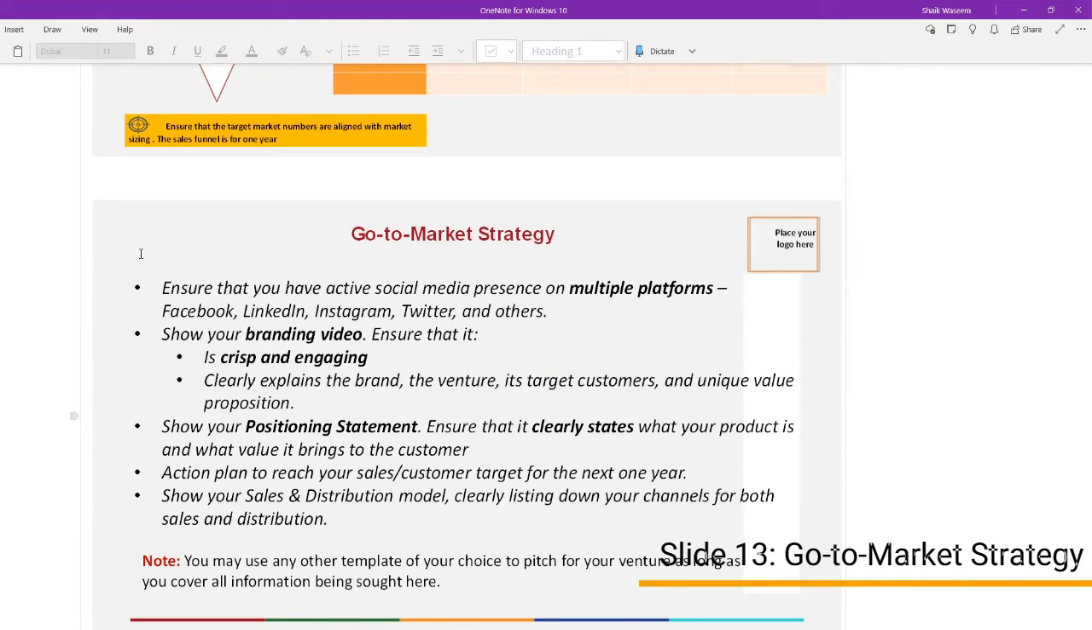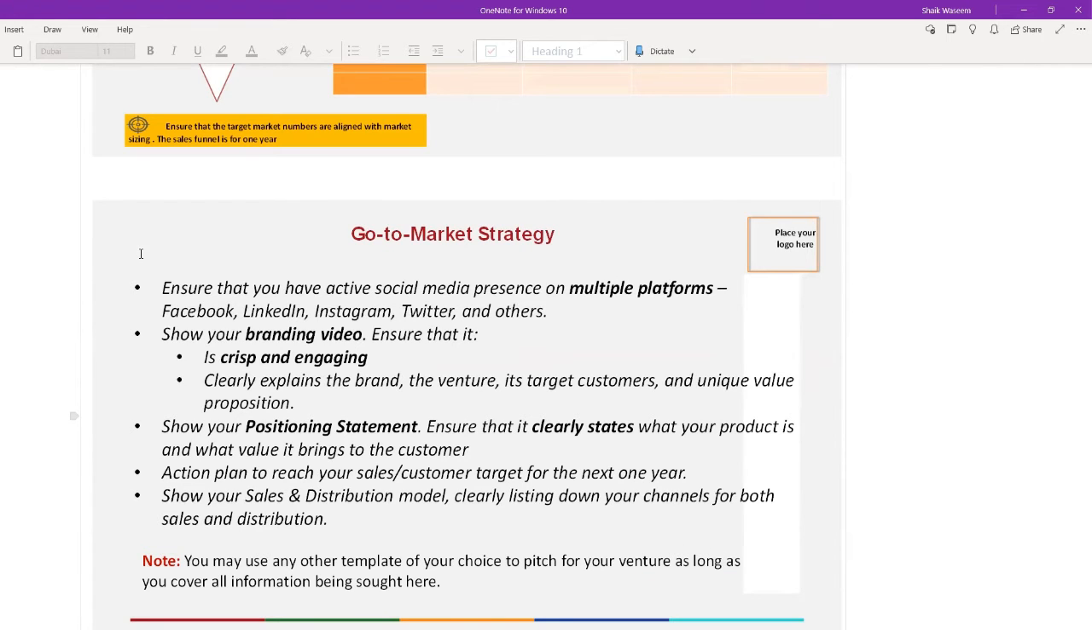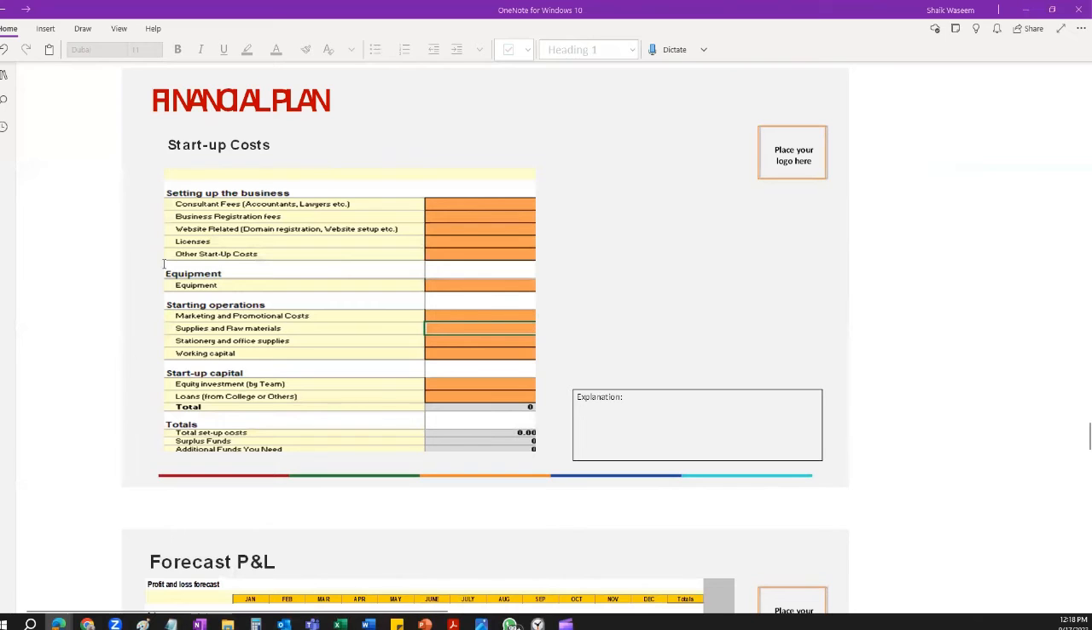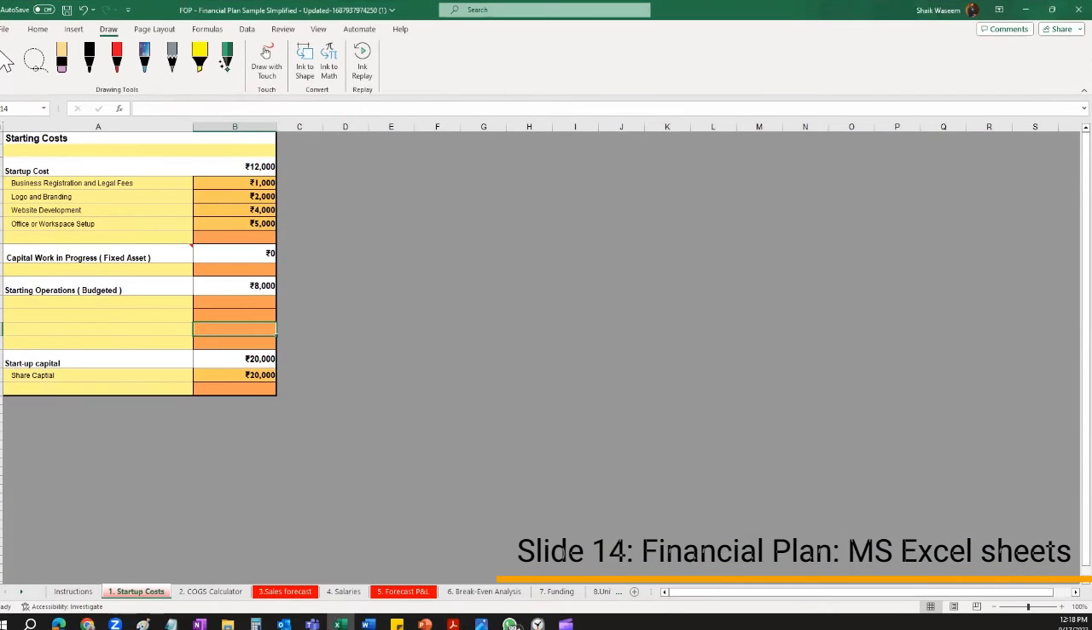Now we go to market strategy. Ensure that you have social media presence, have a Facebook, Instagram, Twitter pages. Show your positioning statement. Let us go to the Excel sheet to understand the financial plan. The first sheet is the startup cost. This is also called as one-time cost.